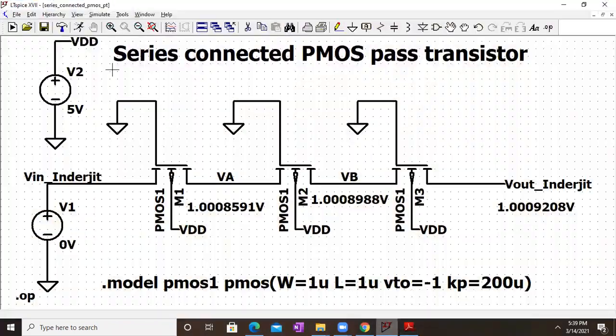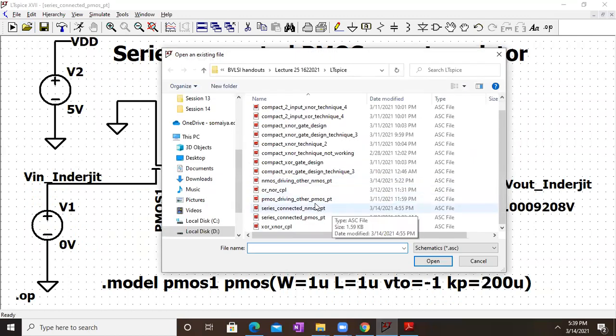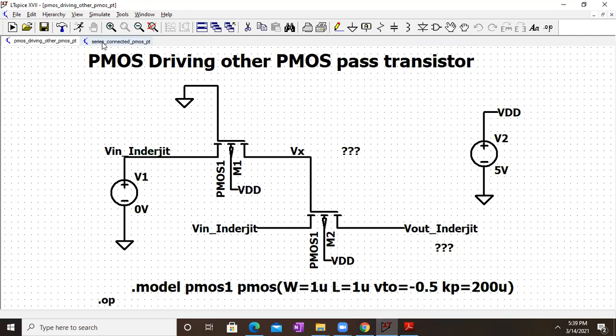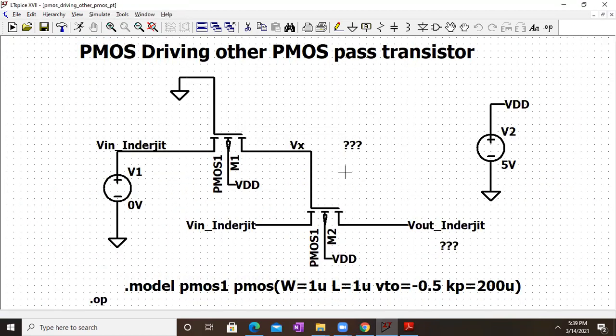So again, I'll go to LTspice. I'll open the window. The circuit is already made for reference to save time. Let me close this and click on yes. Over here, we have a similar kind of situation, but in this case, the first PMOS transistor output is driving the second PMOS transistor.